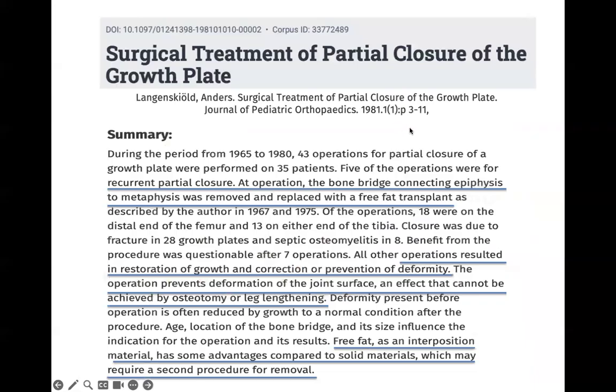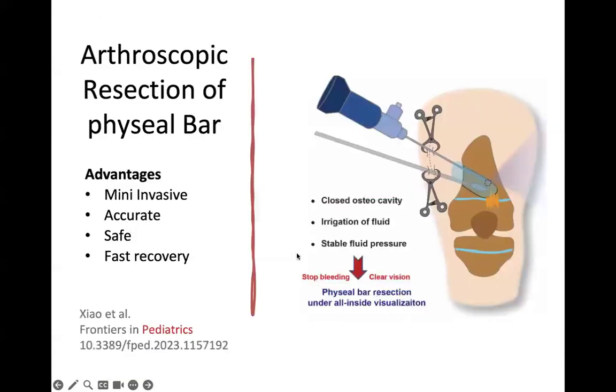This is a very important article published by Langenskiöld in 1981. It shows the bone bridge connecting the epiphysis to the metaphysis was removed and replaced with free fat graft, resulting in restoration of growth and correction or prevention of deformity. The operation prevents deformation of the joint surfaces, an effect that cannot be achieved by osteotomy or leg lengthening. He used free fat graft as the interposition material. That is, he said, there is an advantage compared to solid material, which requires a second surgery for removal.